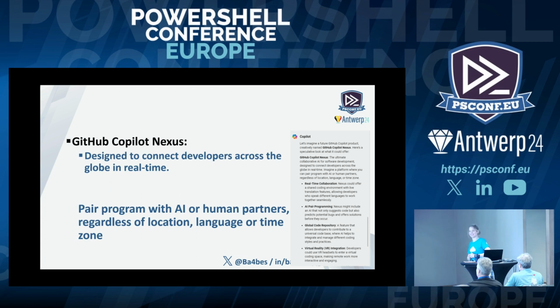GitHub Copilot Nexus. Designed to connect developers across the globe in real time. Pair program with AI or human partners, regardless of location, language, or time zone. So the concept apparently is that you could have a shared coding environment where everything is translated. So even if coders have a different language, they can talk to each other, and then put AI right in the middle for some pair programming and to offer some solutions and to make this all in one big global happy family. So I'm going to take this and pass this on to GitHub and say, hey, this is what you're doing next, just so you know.